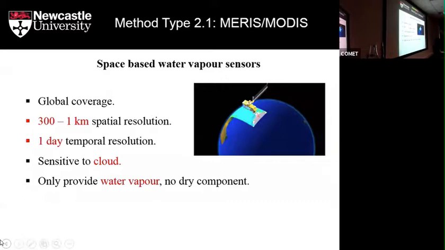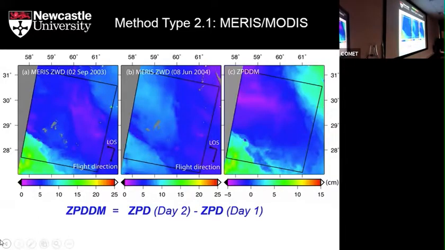These are some examples of MERIS and MODIS water vapor maps. This is from September, this is from June in 2004, and this is the difference of these two. You can see here there are some gaps in the data. This is because of cloud. So when there is cloud in the sky, you will have no data for that area.